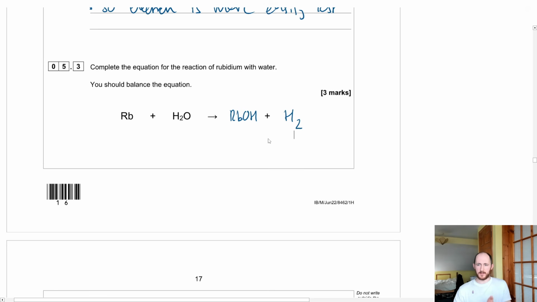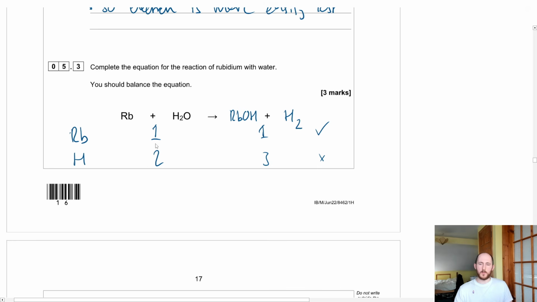So now we need to balance it, because as I can see, there are 2 hydrogens here, there's 3 here. How do I balance equations? Well, what I do is I write each element down, and I say how many. On the left side we've got 1 rubidium, the right side we've got 1, so that is actually all good. Cool. Then I go down and I look at the next one, which is the hydrogens. Here we have 2, here we have 3, no good.